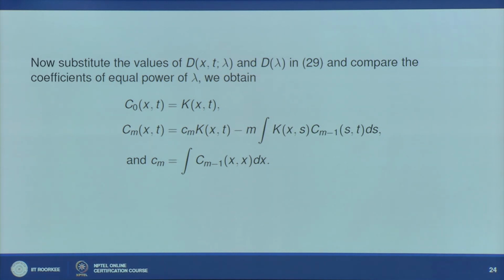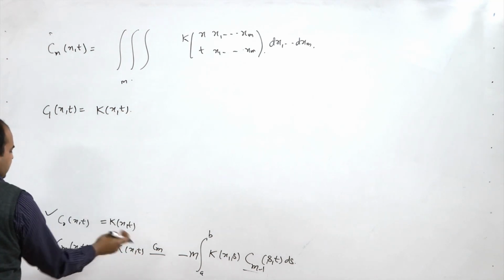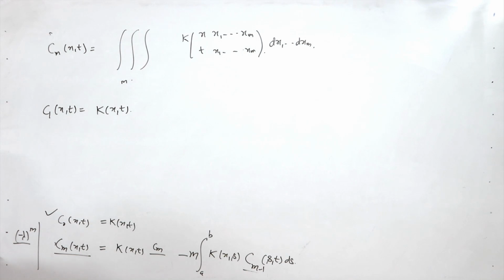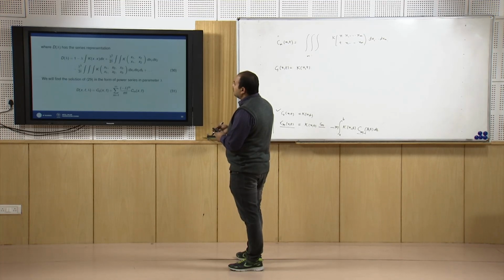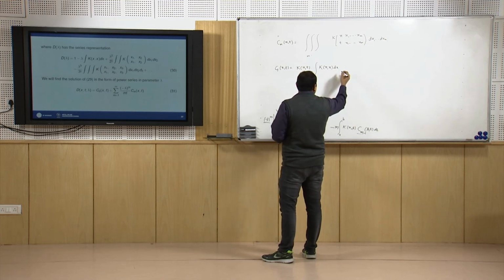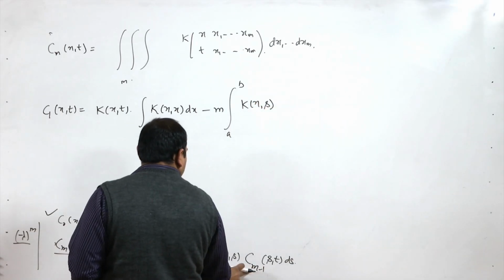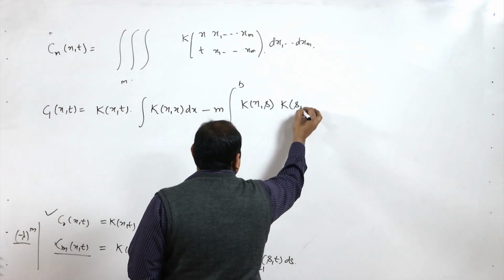So how can we show this? Let us try to find out for m equal to 1. So to find out c1 x t, it is k of x t, and Cm means c1. Now what is the value of c1 here? c1 we can obtain as nothing but the coefficient of minus lambda. So you can say that c1 is nothing but the integral of k x x d x. Is that okay? Minus m, integral a to b, and this is k of x s. Now when m is equal to 1, then it is nothing but C naught s t, and C naught s t is nothing but k of s t d s.